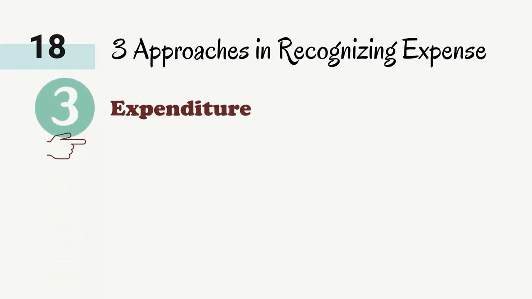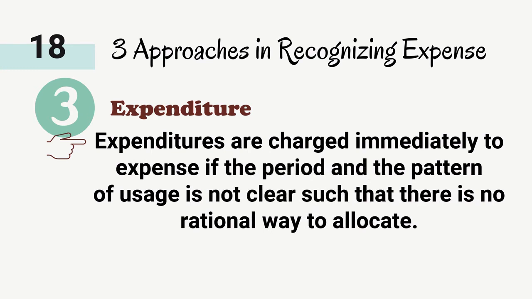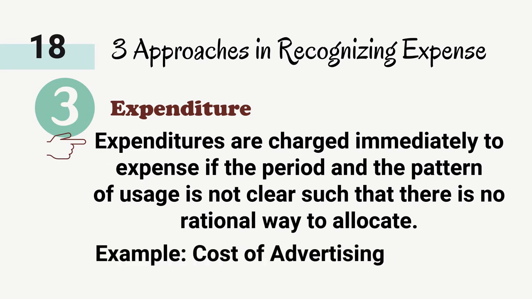Number 3, expenditure. Expenditures are charged immediately to expense if the period and the pattern of usage is not clear such that there is no rational way to allocate. Ang example niyan ay ang cost of advertising. So, yung iba, one-time charging na lamang yung advertisement expense nila.